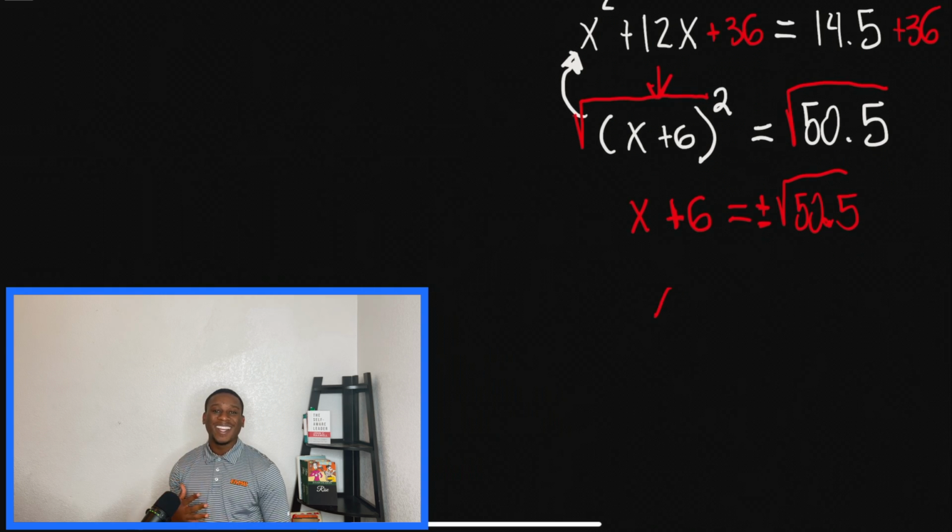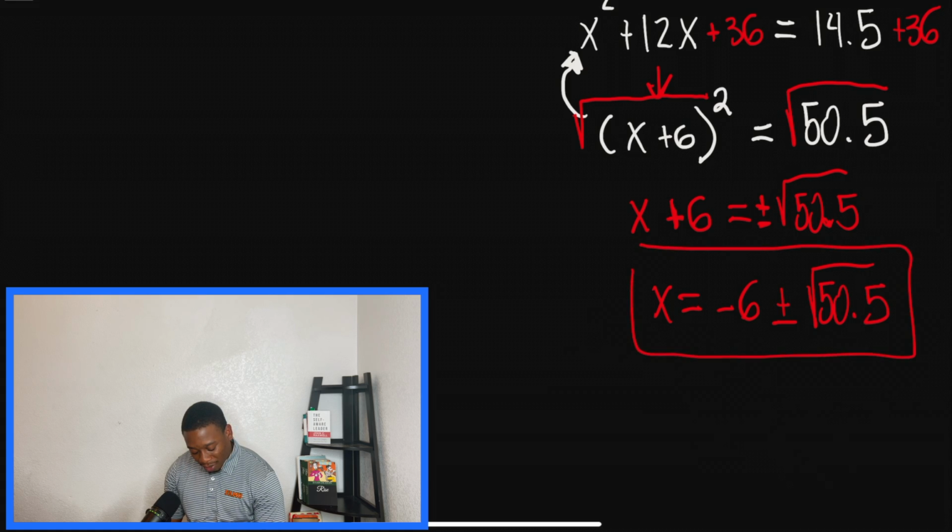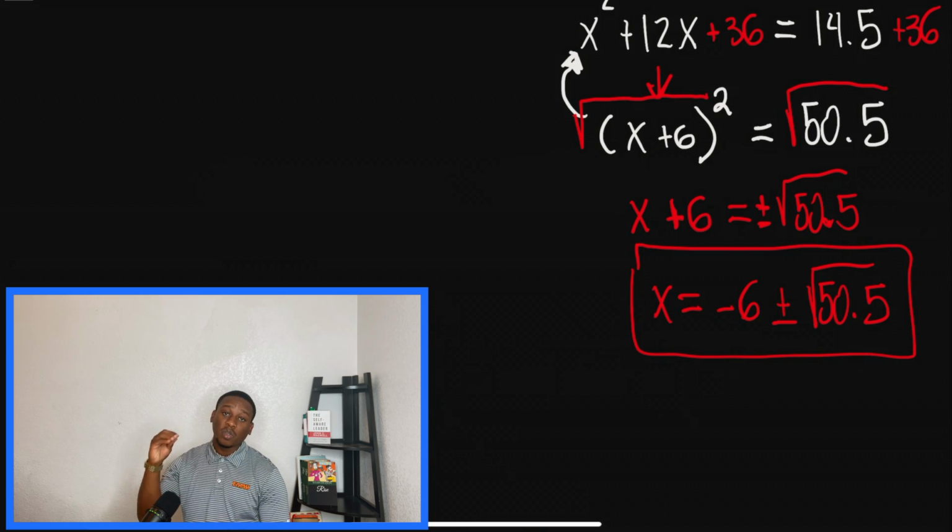And then for our very last step, we're going to get x by itself. And I'm going to shorten the video and just write the answer. X is equal to -6 plus or minus the square root of 50.5. So, guys, hopefully one of these methods was helpful for you guys in understanding how to complete the square.